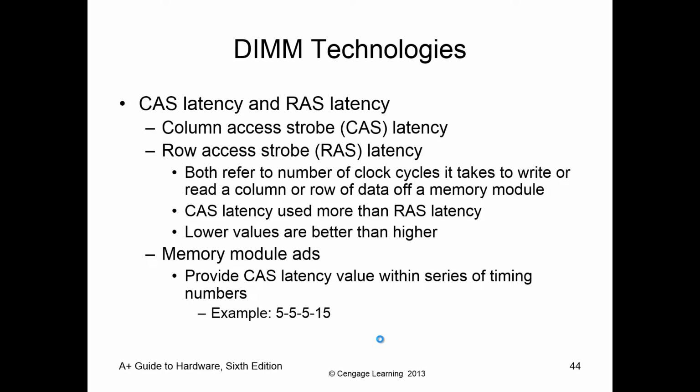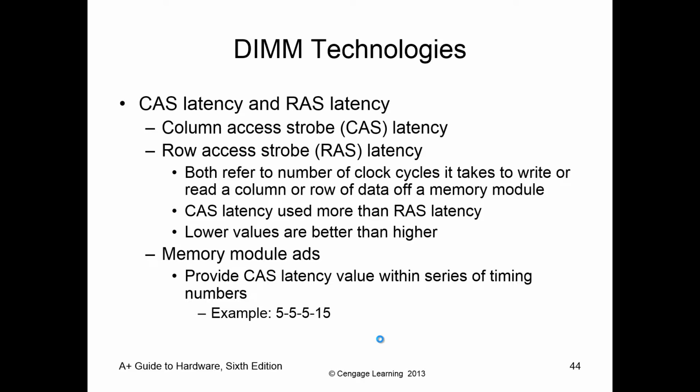And normally to denote it is 4 groups of numbers. For example, 5, 5, 5, 15. And that is just the speed of our memory. The lower, the better. So really you want like 3-3-3-15.